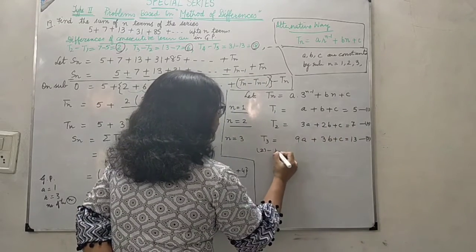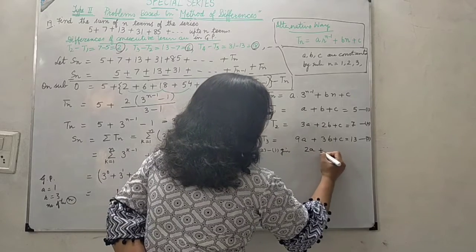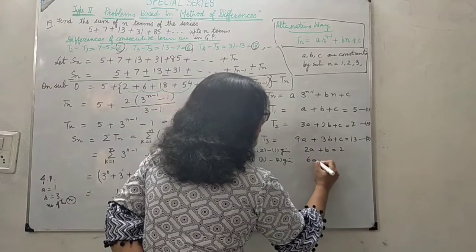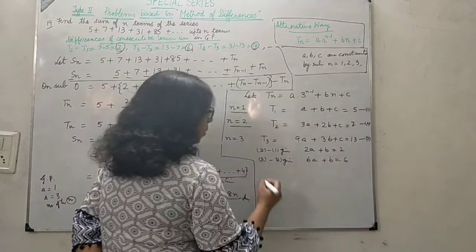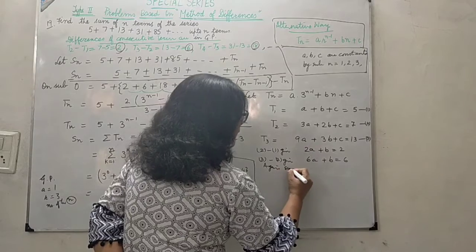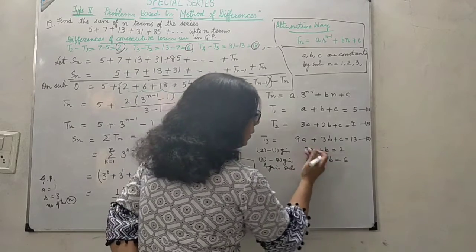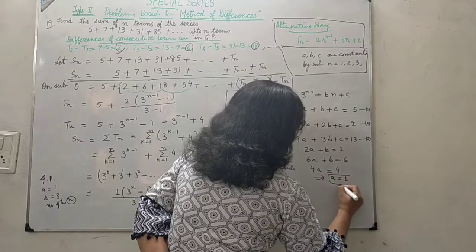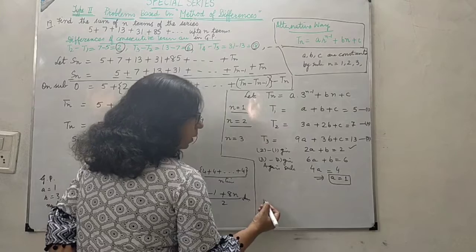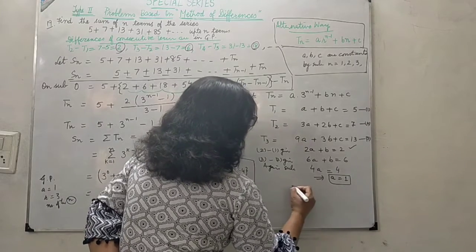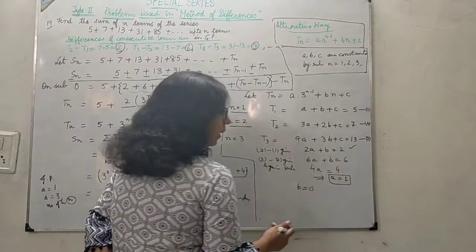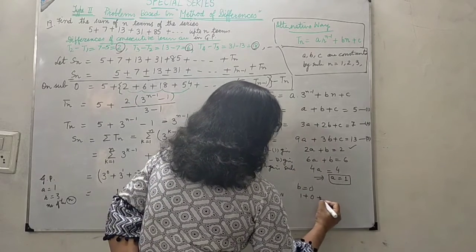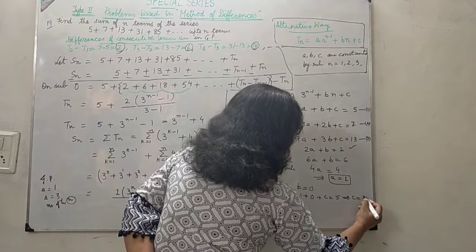Now 2 minus 1 gives 2a plus b as 2, and 3 minus 2 gives 6a plus b as 6. So again subtracting, what are you getting? This b goes away and this is 4a equal to 4. So from here a comes as 1. If I substitute a as 1, then b comes to be 0. So b is 0, and from the first equation we can see this is 1 plus 0 plus c as 5. So c comes to be 4.